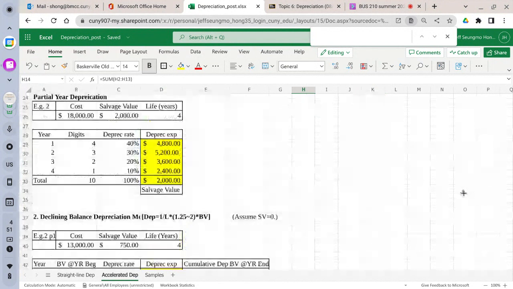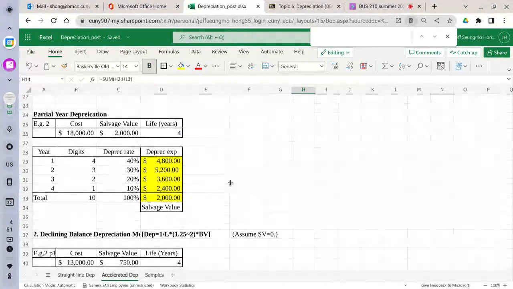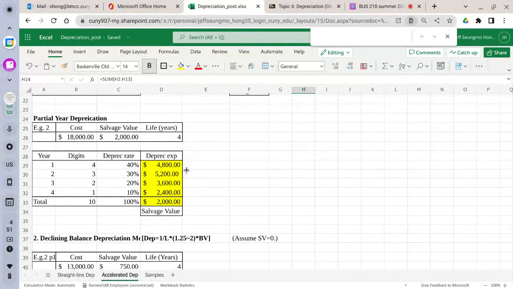Now, there's a partial year depreciation, and we need to make an adjustment for partial year. The partial year adjustment for the rule of 78 or sum of the digits method is really messy. I mean, it's not undoable. It's just more tedious. Okay, so let me.